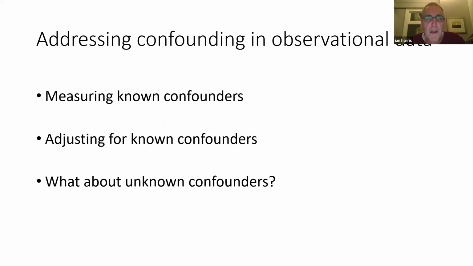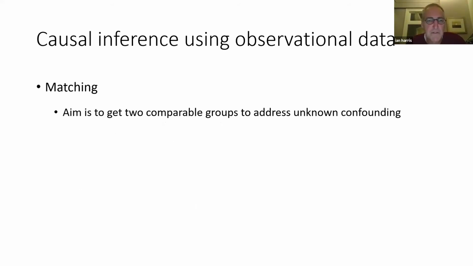And to address this confounding problem, you can measure them and you can often adjust for known confounders. But what we can't really adjust for is the unknown confounders when we have observational data. There is a whole field of research which is looking at causal inference using observational data. And there are some quite interesting techniques that you can use.